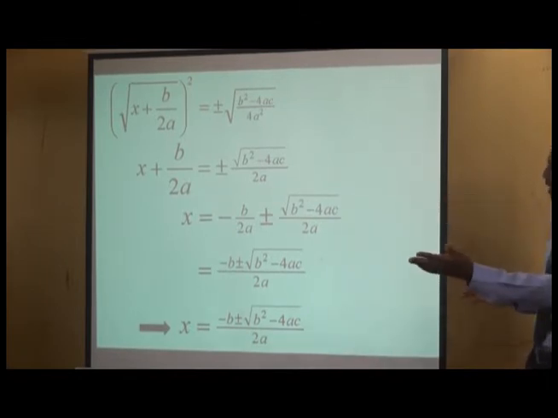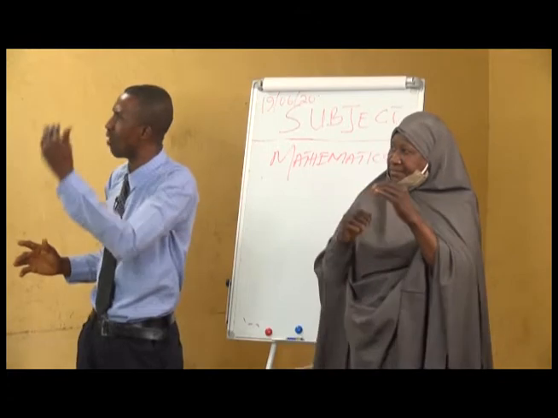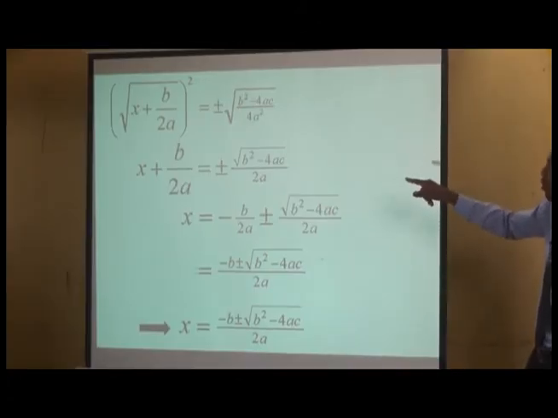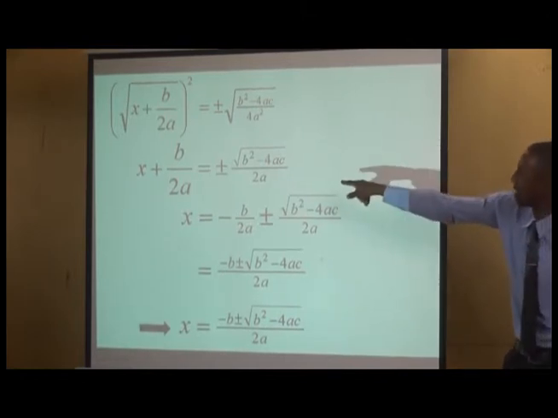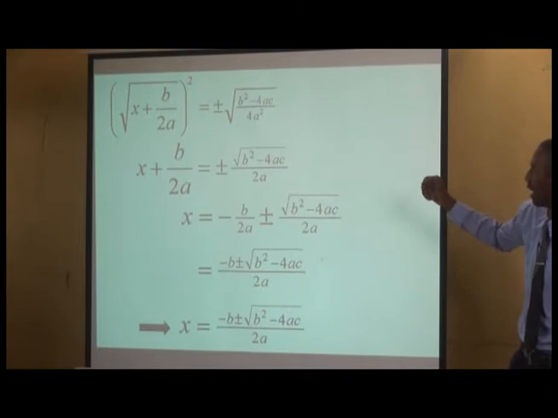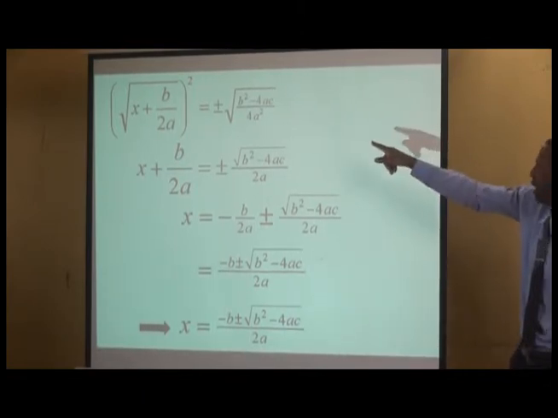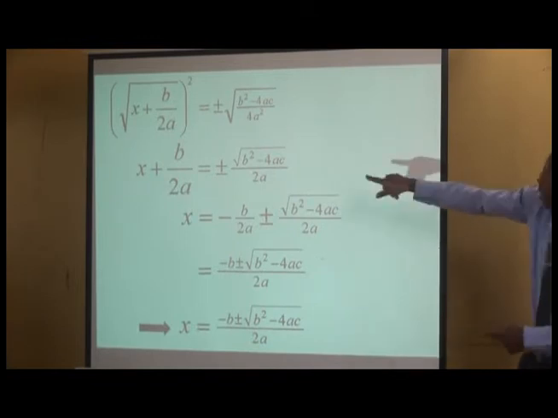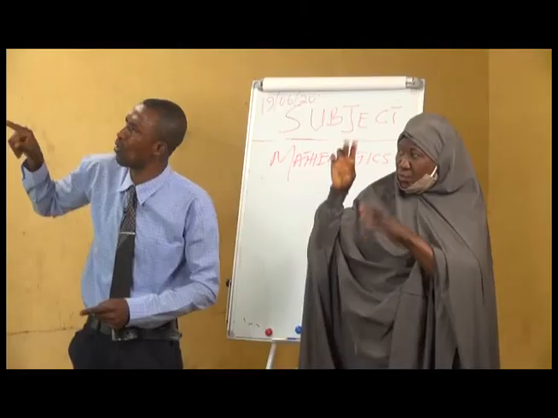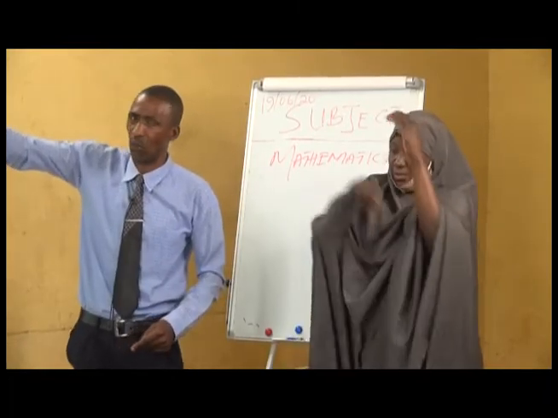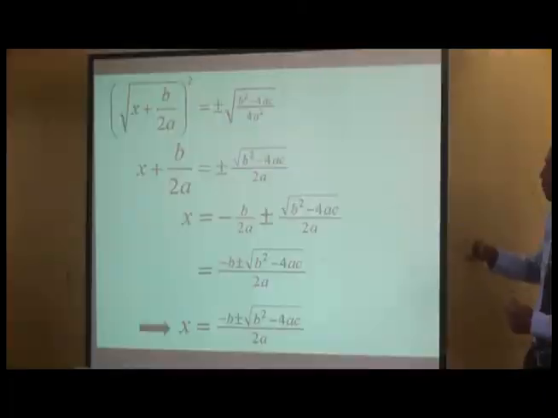The left-hand side becomes x plus b over 2a equals plus or minus the square root of b squared minus 4ac over 2a. Why is it 2a on the right-hand side? Because the square root of 4a squared is 2a. So you can now see that the 2a is no longer under the root. It is outside the root now, because it is the exact square root of 4a squared.